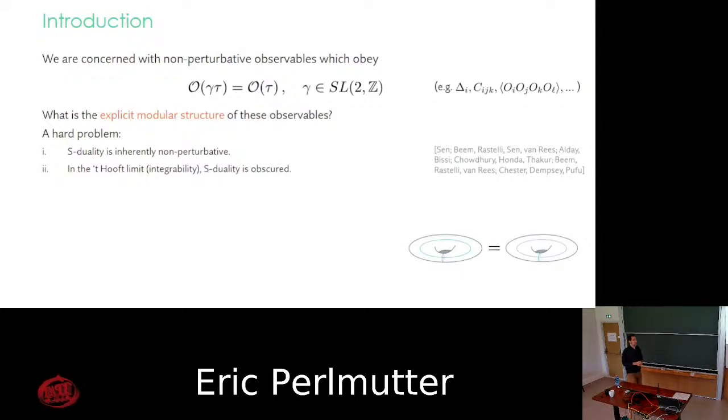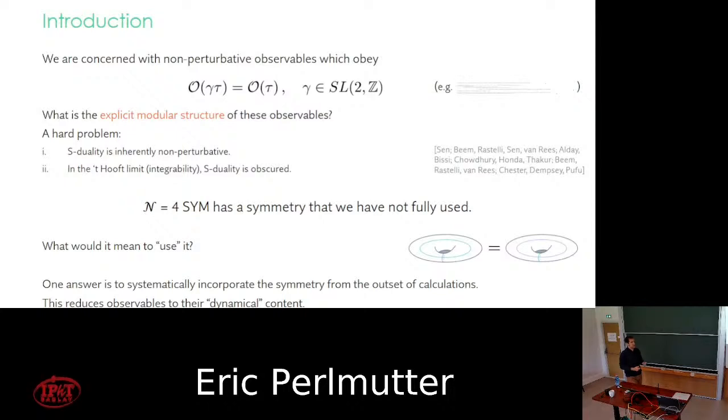Now you might say, the conformal bootstrap can do non-perturbative things. Can this not help? And of course, it can. But if you're trying to understand the explicit functional dependence on tau of something, if you have a numerical plot, you can't extract that in any simple way. And so that's the gap that we're trying to close.